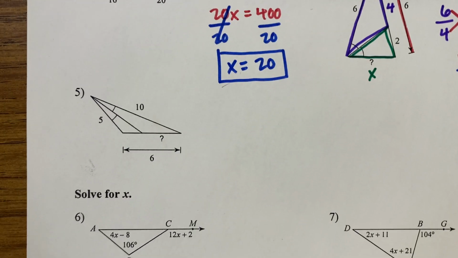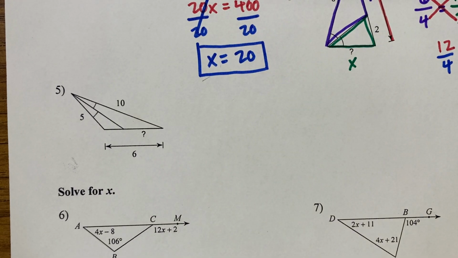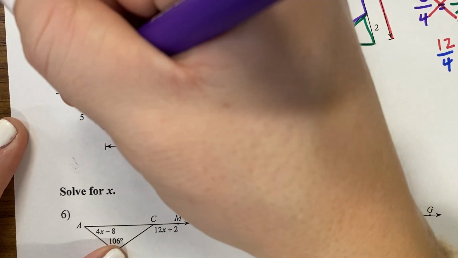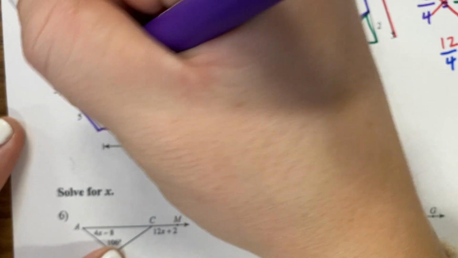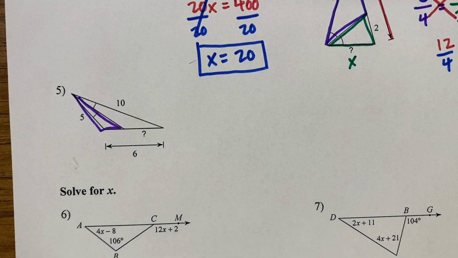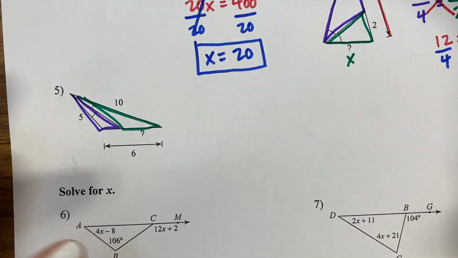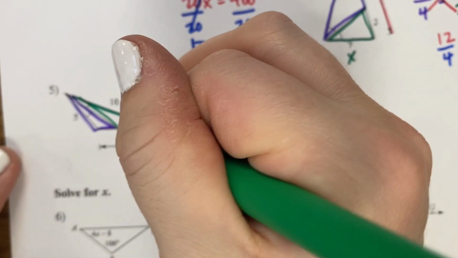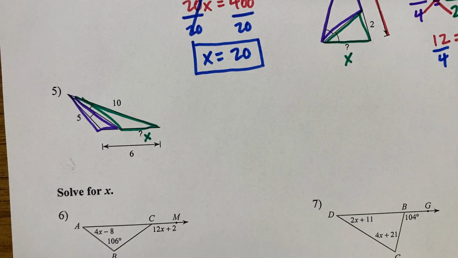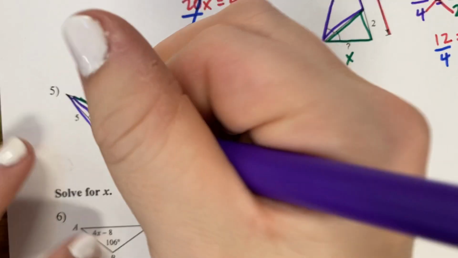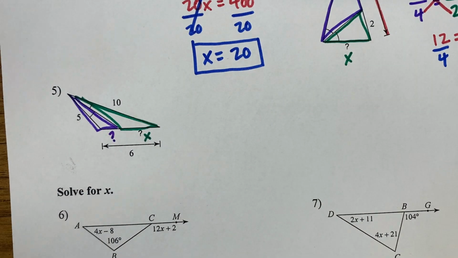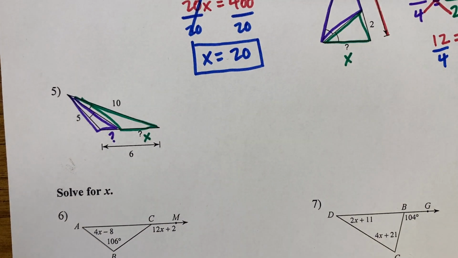Okay, beautiful. Number 5 is just like numbers 4 and 2. I'm just going to go ahead and set up my triangles. So this little skinny guy will be my purple triangle. This other less skinny but still skinny guy is my green. Now what we're looking for is the missing side of the green, but we also don't have this missing side for our purple.